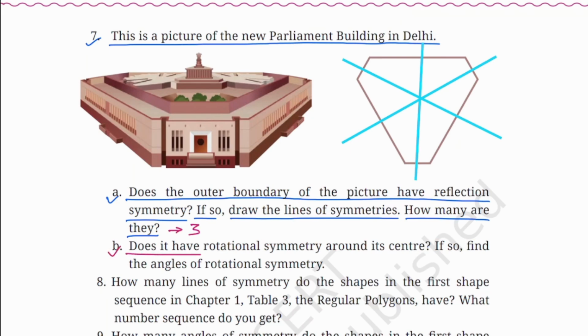B. Does it have rotational symmetry around its center? If so, find the angles of rotational symmetry. 120 degrees, 240 degrees, and 360 degrees.